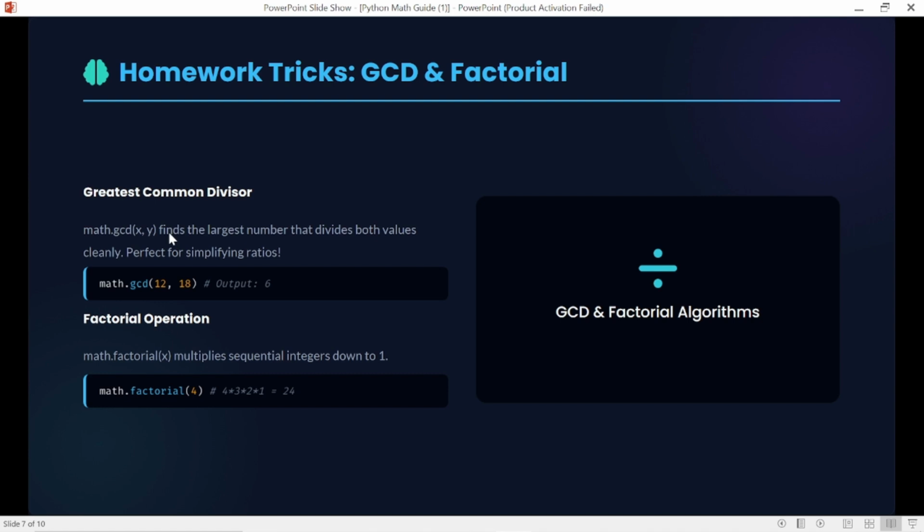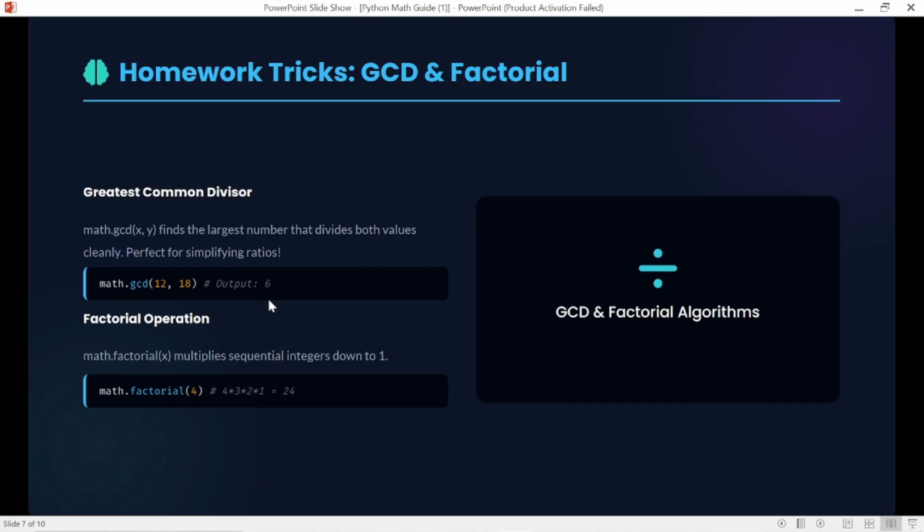GCD, then X and Y in brackets. In X you have to write a number, and in Y you have to write another number, the two numbers of which you want to find the greatest common divisor. Look at this example: math.gcd of 12 and 18. We want to find its greatest common divisor, so it will come 6, because it is the greatest number by which we can divide both of them. Like 6 2s is 12 and 6 3s is 18.